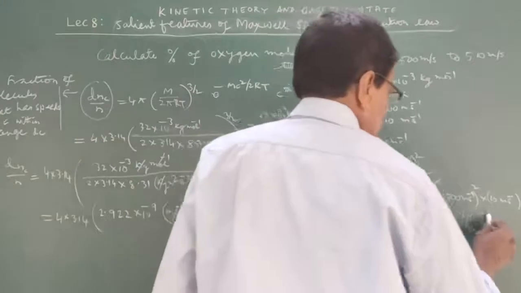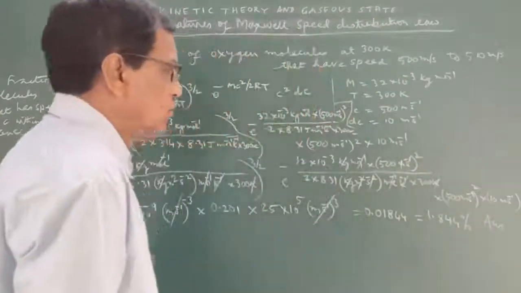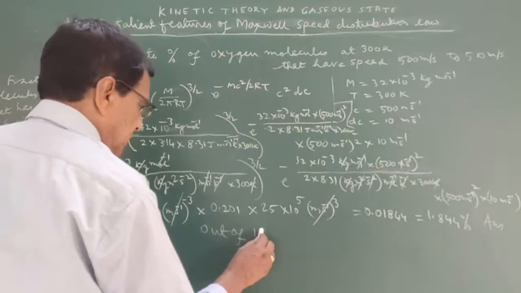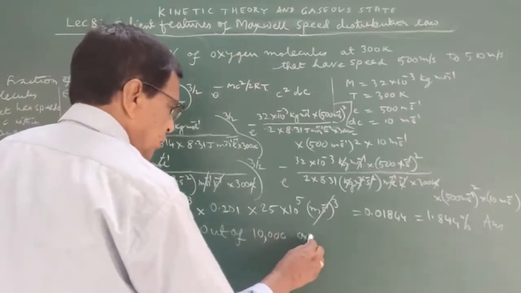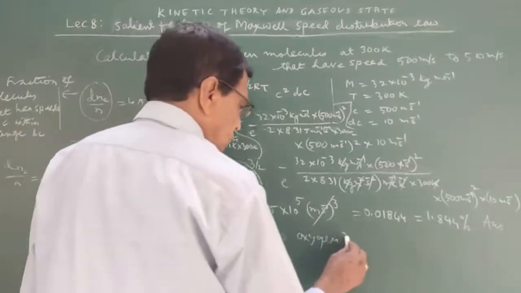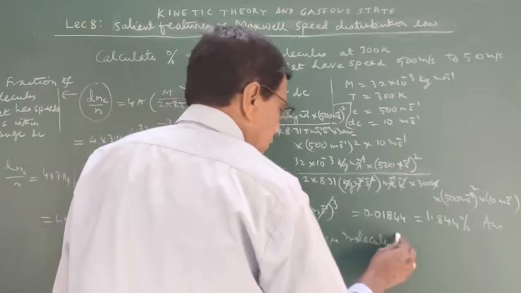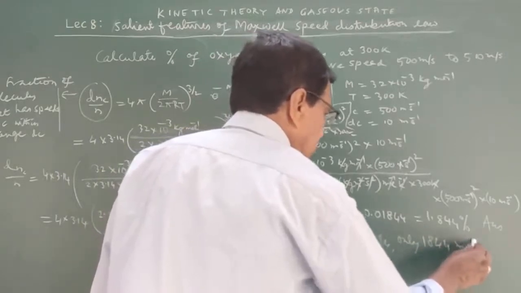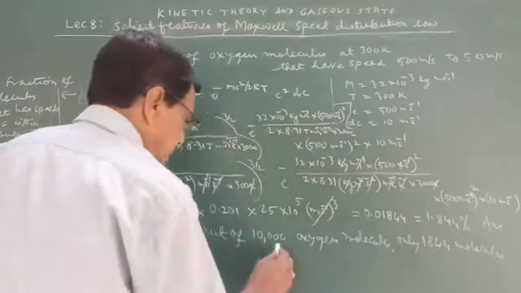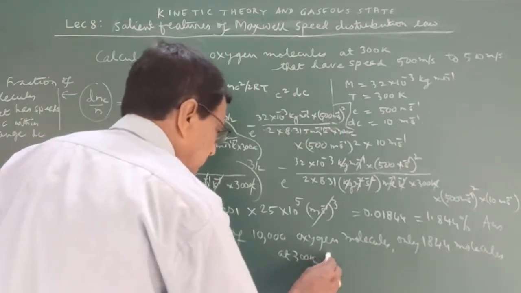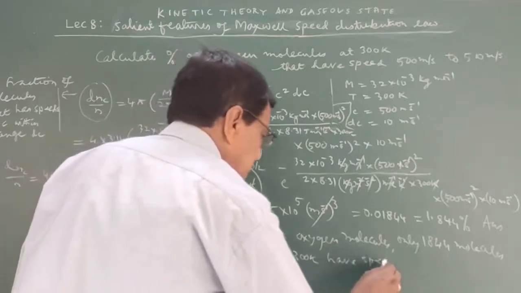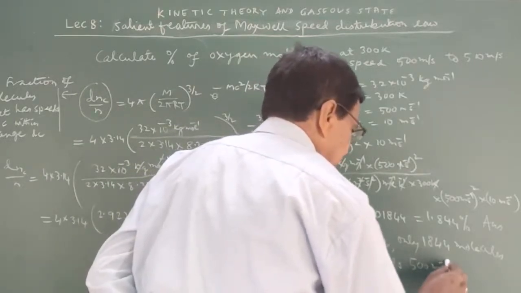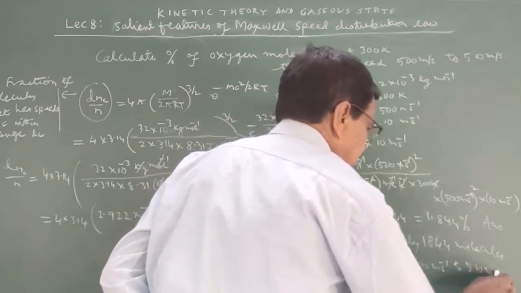This is the answer. It means that out of 10,000 oxygen molecules, only 184.4 molecules at 300 Kelvin have speeds 500 meter second inverse to 510 meter second inverse.